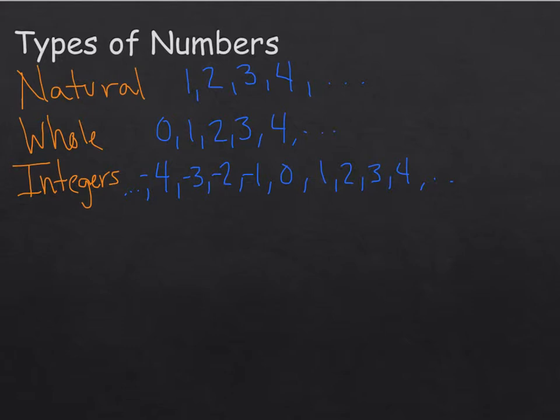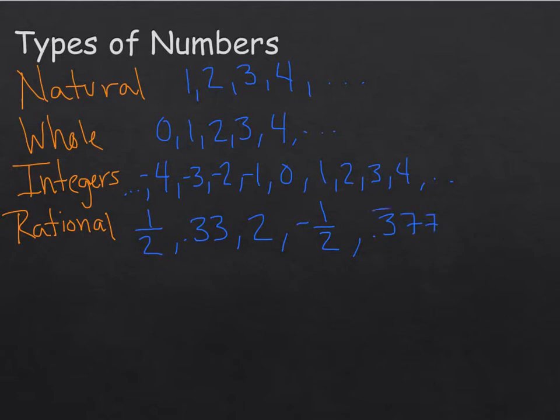The next after that are rational numbers. Rational numbers are numbers that can be written as a fraction. So maybe 1/2. They could also be decimals that can be written as fractions, so 0.33 or 33 hundredths. They can be whole numbers, they can be negative numbers, and they can be decimals that repeat themselves. These are all types of rational numbers.